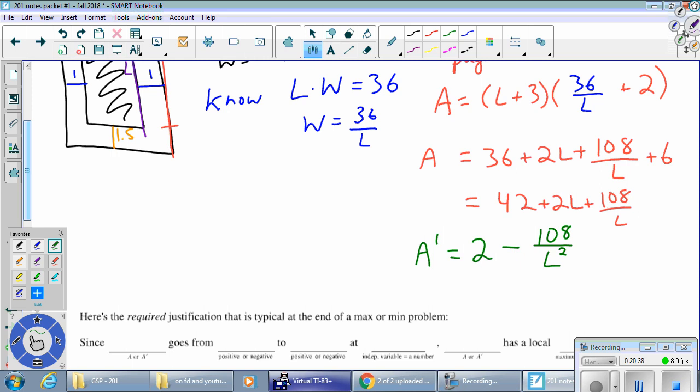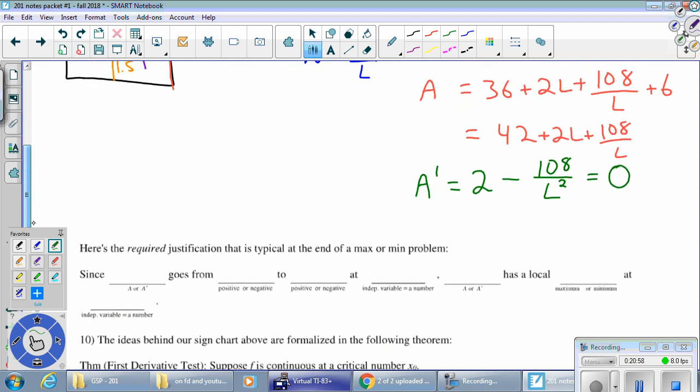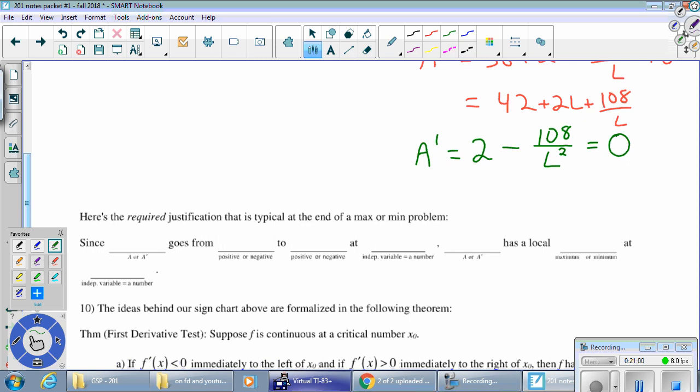Okay, now we're looking for critical points. That happens where the derivative is 0 and where the derivative is undefined. We're going to solve this equation in a second, but I will point out there is one spot where this derivative is undefined, and that's at L equals 0. But the fact is L equals 0 doesn't make any sense in the context of this problem. You can't have a 0 length. The length has to be positive. So that critical point is considered and then ignored.